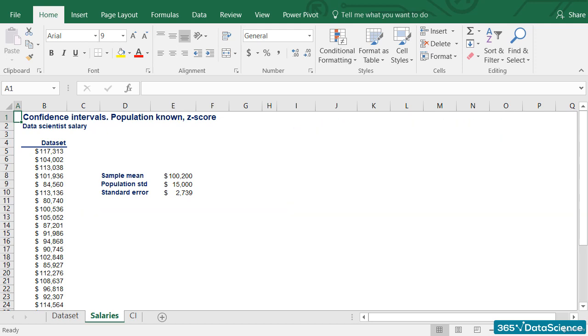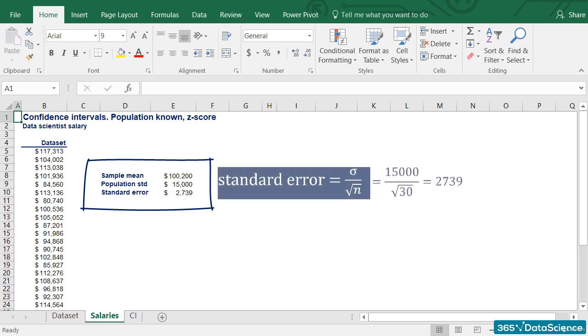Let's go back to our example. The sample mean is $100,200, and the standard deviation is known to be $15,000. Thus, the standard error is $2,739.